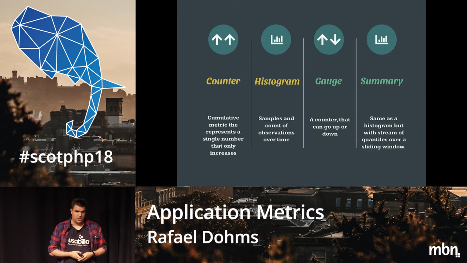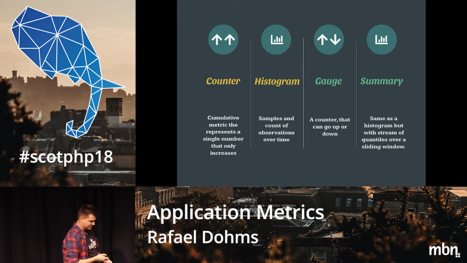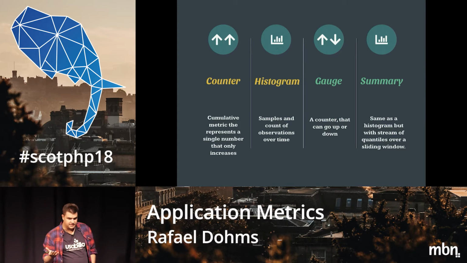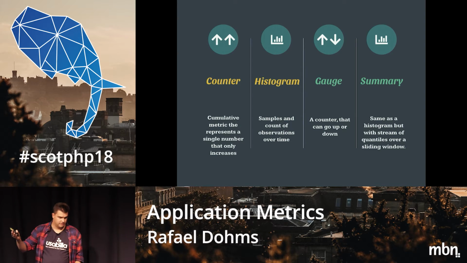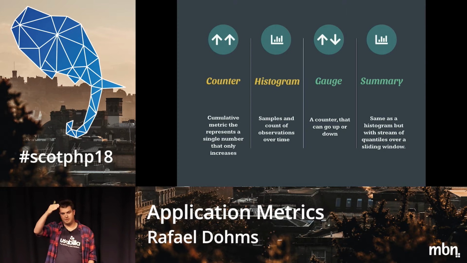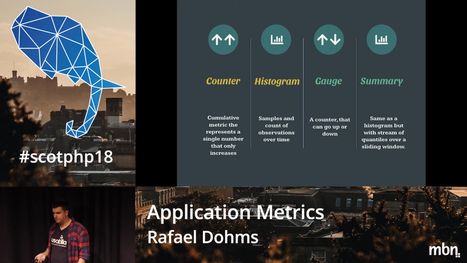Gauge is weird. I keep butchering words on stage, it's great. A gauge is essentially a counter that can go up and down, right? Because it's not a stable number that always increases. So think about the number of items in your database. It doesn't always go up. It sometimes goes down because you deleted things. So a gauge is really good for you to measure that.